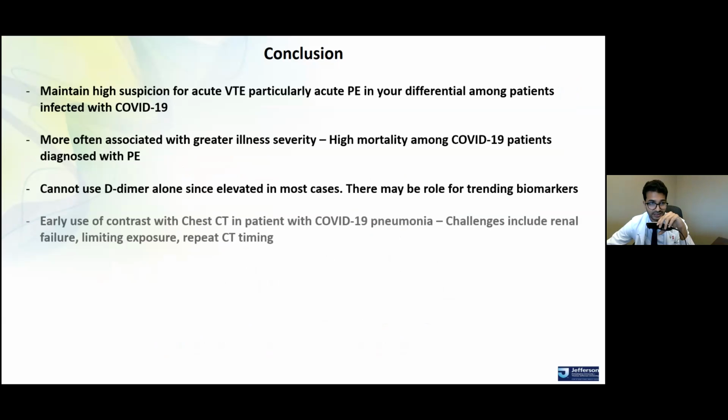And we cannot use D-dimer alone, unfortunately, because it is elevated at baseline in a lot of these cases. Early use of contrast is critical, and that's something that is a challenge because we know that patients with COVID-19 will have renal failure or a high risk for renal failure. And we want to limit repeat CTs. We want to limit exposure to our staff and other patients. So this is something that maybe needs to get incorporated early on in your ER protocol even.